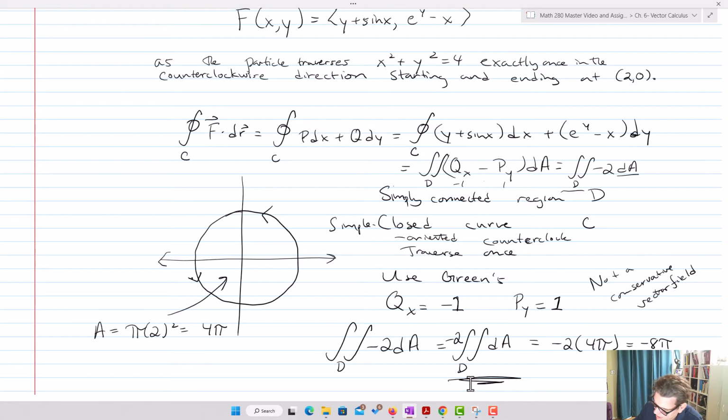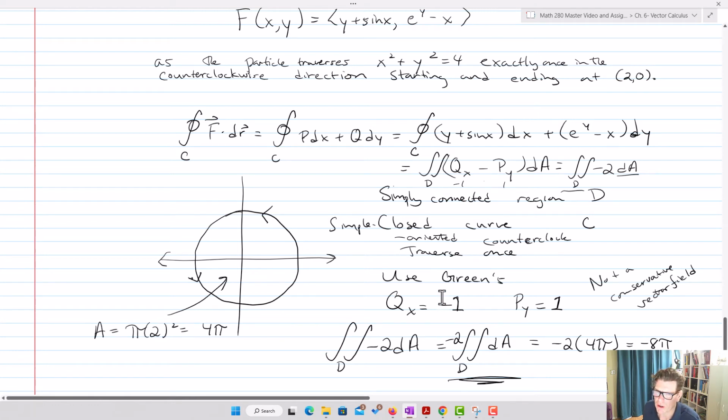So notice that because we have this simple closed curve, we can simplify this line integral quite dramatically by using Green's theorem. We didn't even actually have to integrate. We just had to know that it's just the area, and that's, of course, because we have a constant here. It just made our lives a lot easier.